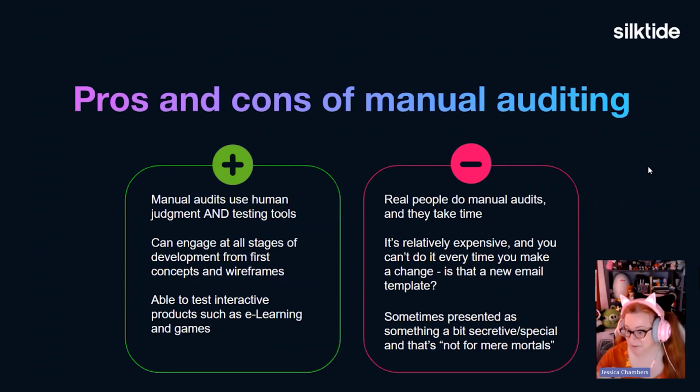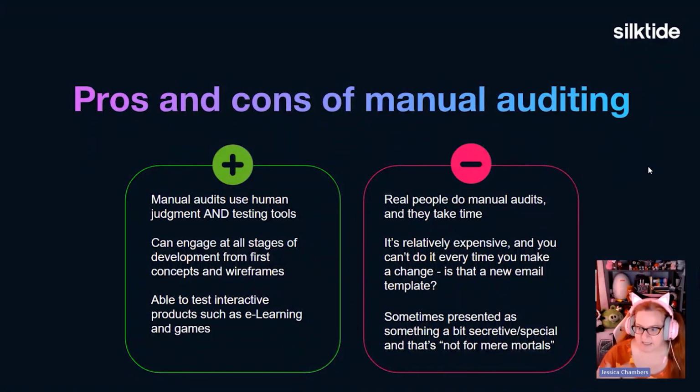And that's what humans are for, right? So, pros and cons of manual auditing. In the pros column, manual audits use human judgment and testing tools, right? They're going to get out the screen readers, they're going to get out phones, they're going to do all of that stuff, and usually a single person will whip through all of it on a limited set of pages, right? They can engage at all stages of development. This is so important. From first concepts and wireframes, right?